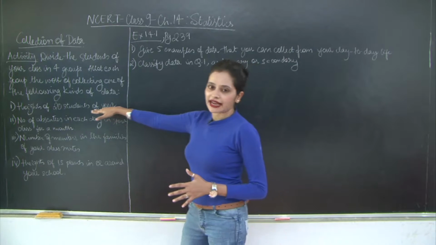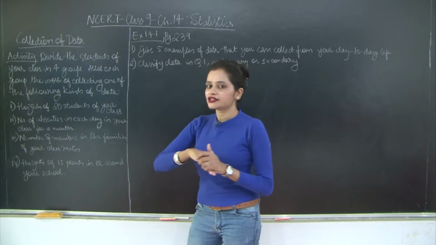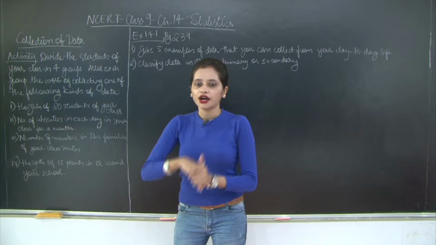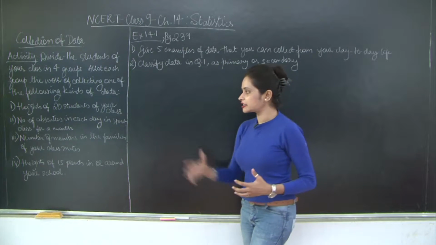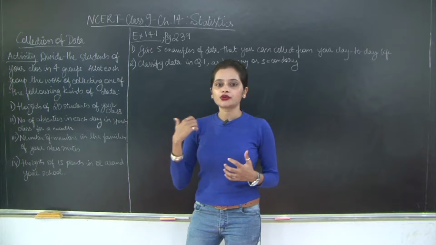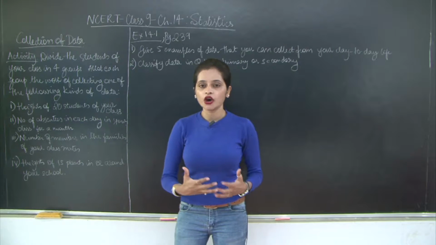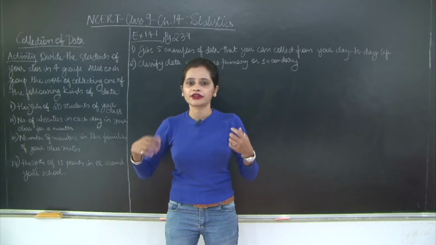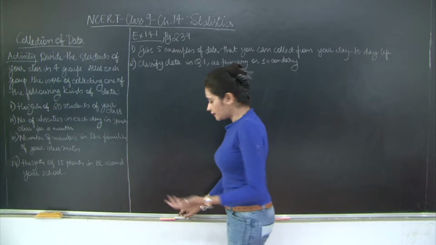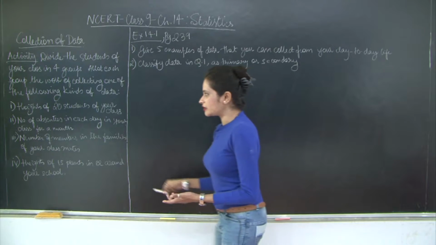So the first activity, collecting the heights of 20 students in your class. What do you think? You're going to ask 2 questions, whether the information collected by the groups is done through a one-to-one interaction personally, or it is collected through some source. It could be the office register or the internet or anything else. In the first case, it's very simple, right?